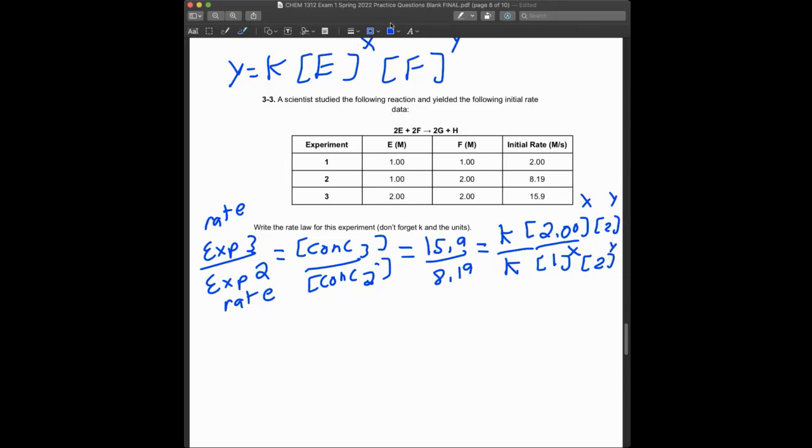Okay, so what kind of happens here? Well, if we look at the right side, that's going to cancel out because they're the same thing. But what we have left over is this. You can go ahead and just say it's approximately 2. The K cancels out.